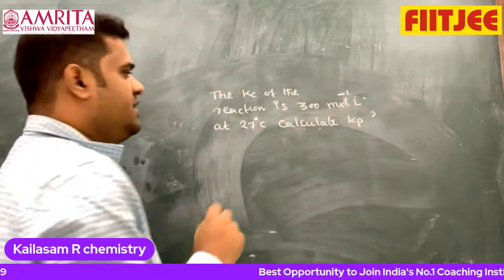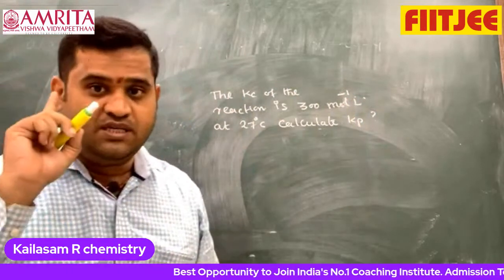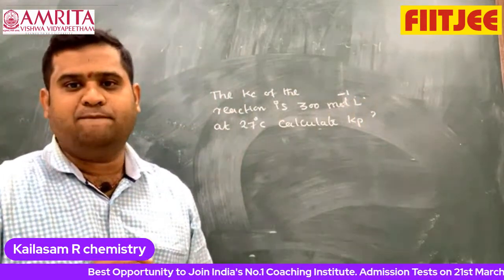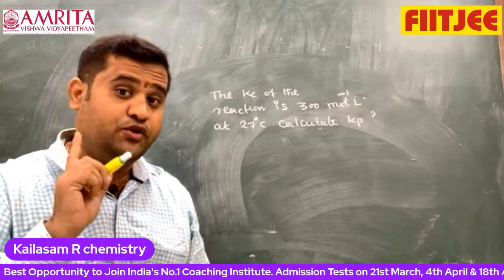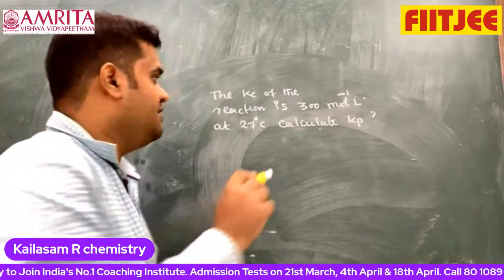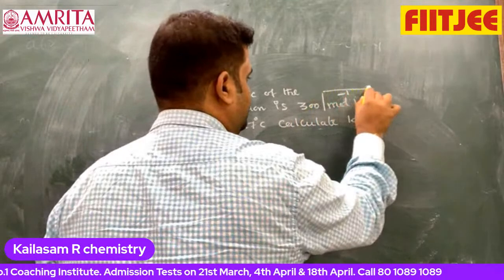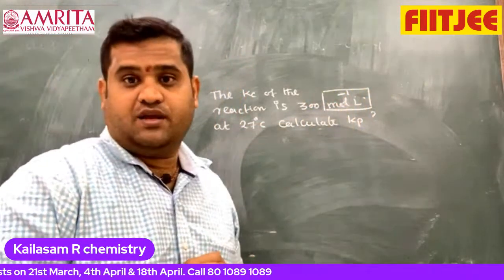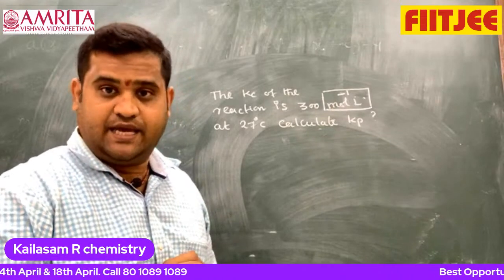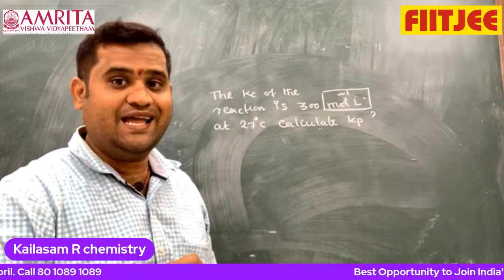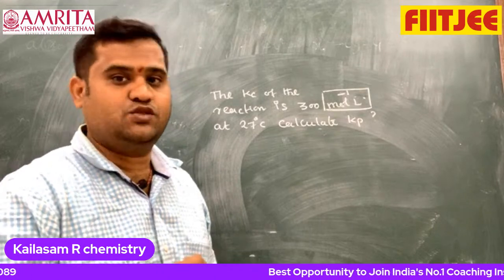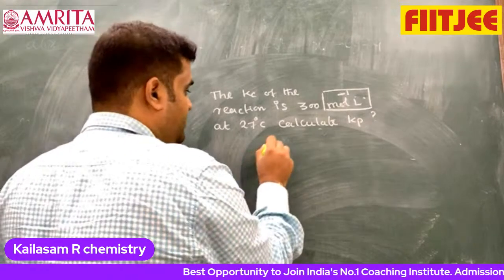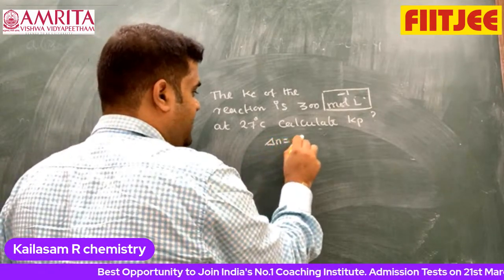So how to find it out? Here the reaction is not given. Please observe the unit, which gives delta N. I can write this as liter per mole, and liter per mole means I can say delta N is -1.